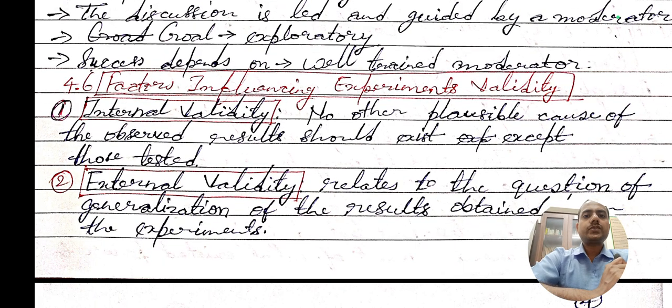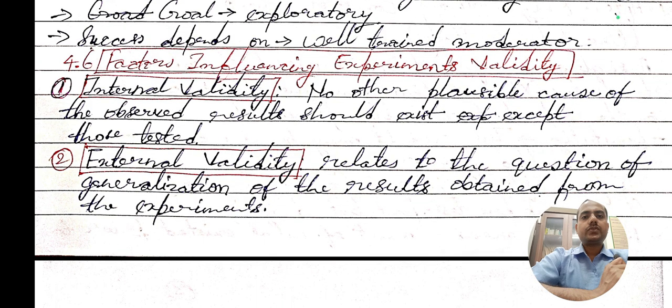So next we have the factors influencing experiments validity. So two factors are given here. First, internal validity. So factor internal validity, no other plausible cause of the observed results should exist except those tested. So what given here, no other plausible cause, means other than the cause which is causing should not be present. So that given, no other plausible cause of the observed result should exist except those tested.